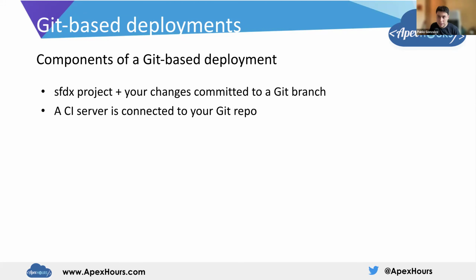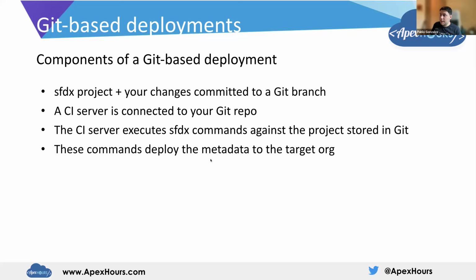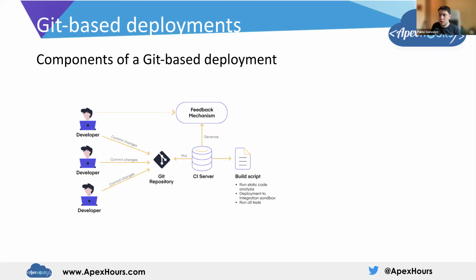You also have to have a continuous integration server connected to your Git repo. This could be Jenkins, Bitbucket Pipelines, could be GitHub Actions, doesn't matter. And the idea is that the CI server executes SFDX commands against the project that's stored in that Git branch, right? Because what you have in Git is really an SFDX project. So a CI server is able to execute commands against that project, just as if you were doing it yourself on the computer. And the idea is that these commands are what actually deploy the metadata to the target org.